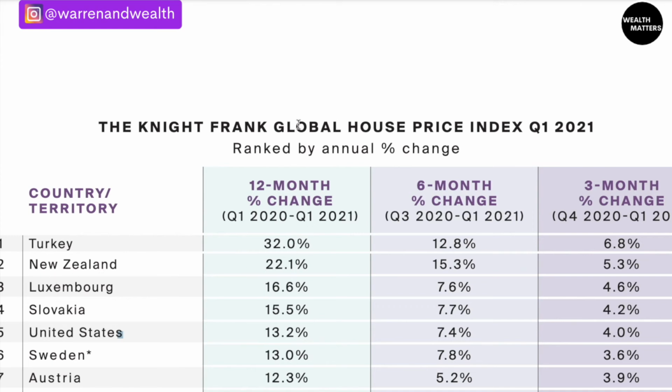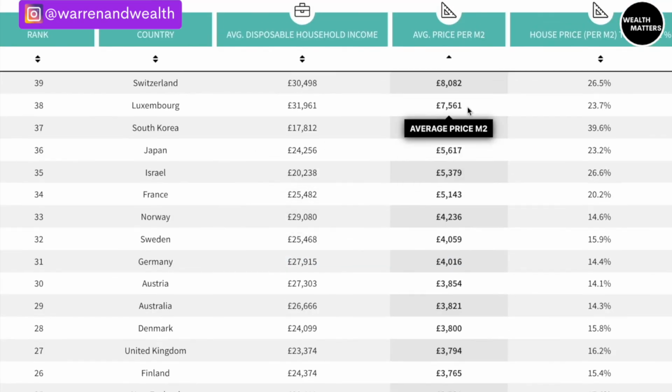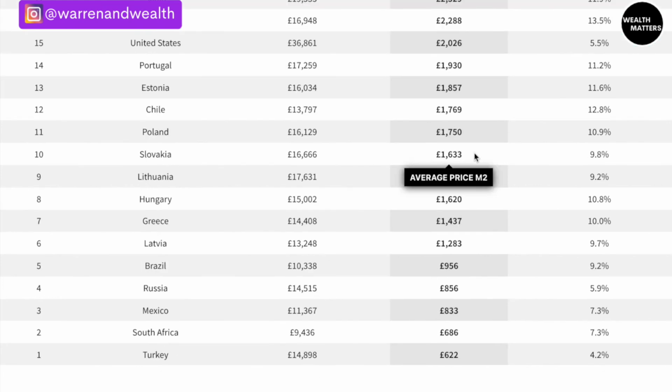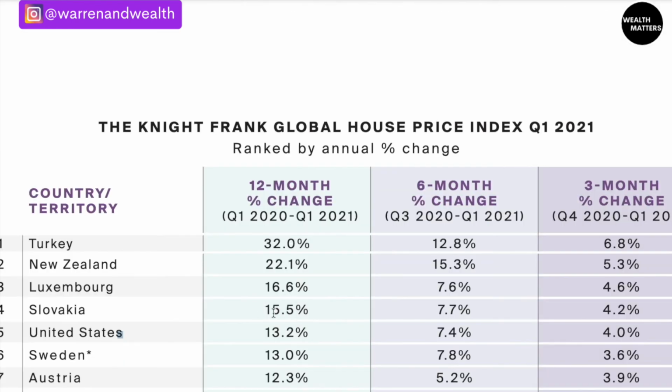Next up is Luxembourg, guys. The average property in Luxembourg, oh my gosh, is £7,561. So basically double the price of a property in the UK. Next was Slovakia. The average price of a property in Slovakia is £1,633 per square meter compared to £3,794. So a little over half the price of property in the UK, and that's grown at 15.5% compared to 10%.